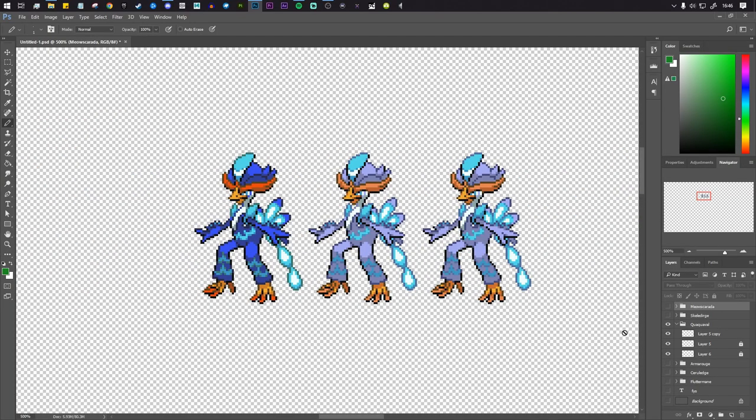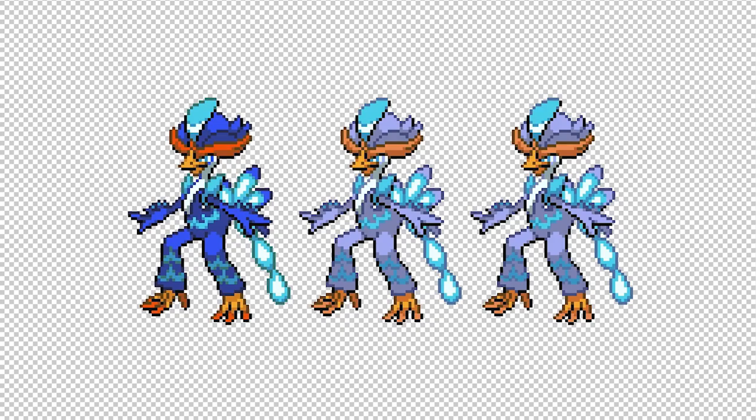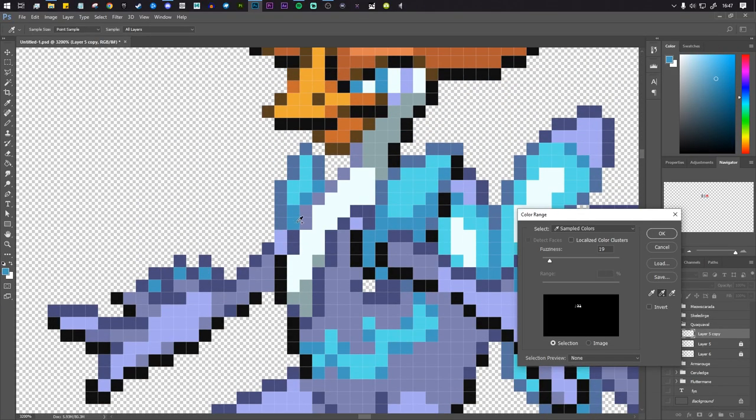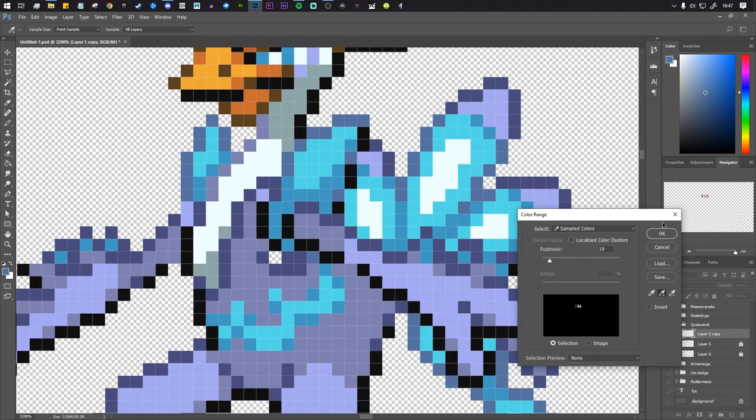And finally, Quaquaval? I don't know how you say this guy's name. I'm not really a fan of this design, or the Quaxly line in general really, but that doesn't stop my disappointment at the shiny form.